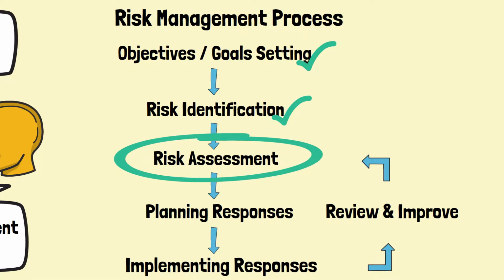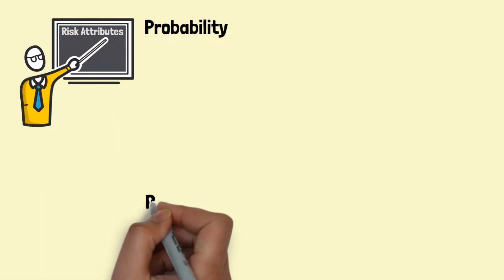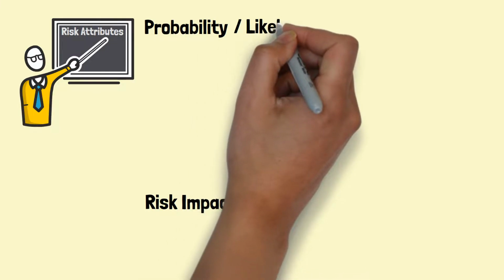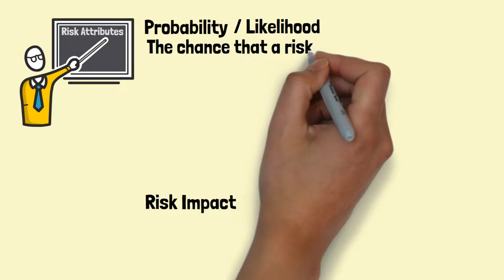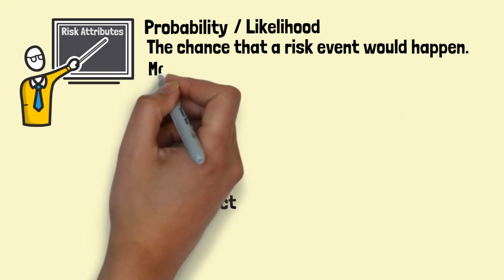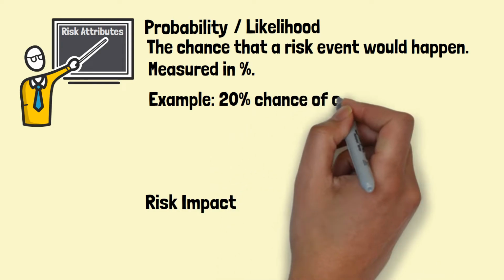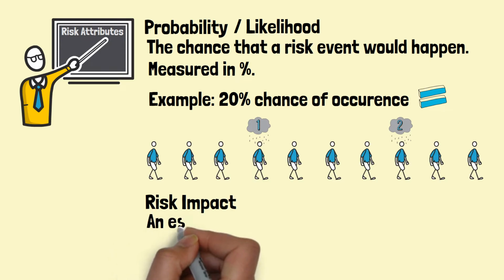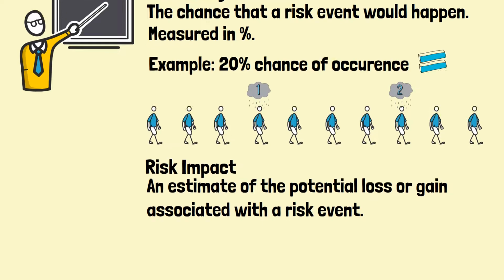and rank them. Let's introduce two risk attributes, which are required for risk assessment. They are probability and risk impact. In risk management, probability is sometimes used interchangeably with likelihood. Probability or likelihood represents the chance a risk event would happen, and is usually measured in percentage. If an event has 20% chance of occurrence, it also means that it will happen twice when you do the tasks 10 times. Risk impact is an estimate of the potential loss or gain associated with a risk event.